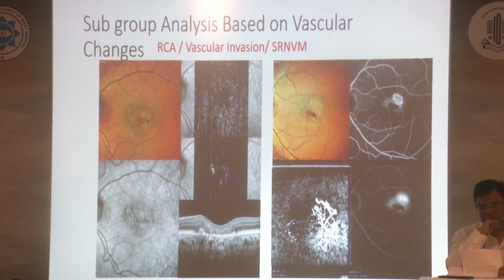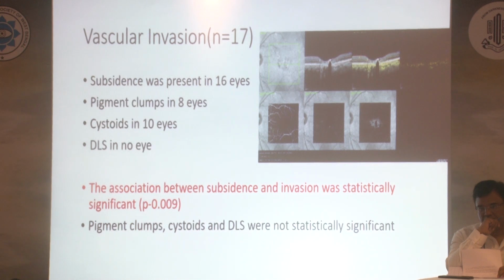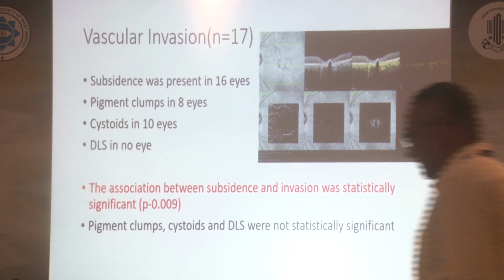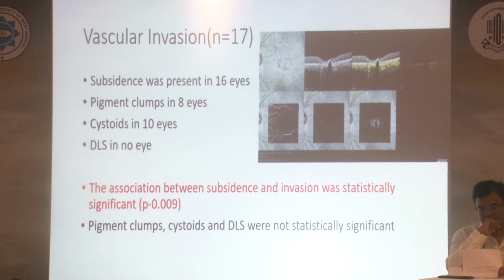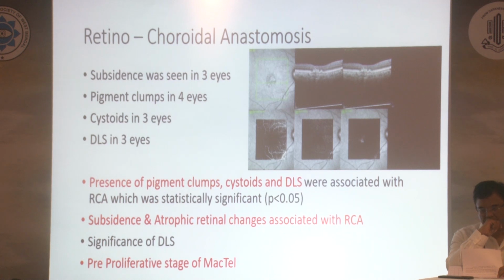In the sequence of pictures on the right-hand side, there is no SRNVM, but you see in the avascular zone, the deepest layer, you see vasculature. In the pictures on the other side, you see a vascular network or an SRNVM. So how do we differentiate these two? In a subgroup analysis, we found that whenever there was vascular invasion, meaning that in the deepest layers you see vasculature on the OCTA, it was associated with subsidence, the retinal layers flattening down and reaching a low level. When there was a retinochoroidal anastomosis, that is a blood vessel traversing the whole length of the retina, it was associated with a double layer sign.